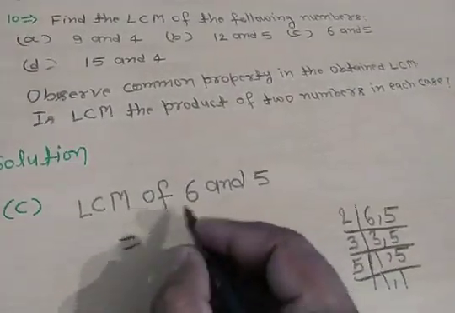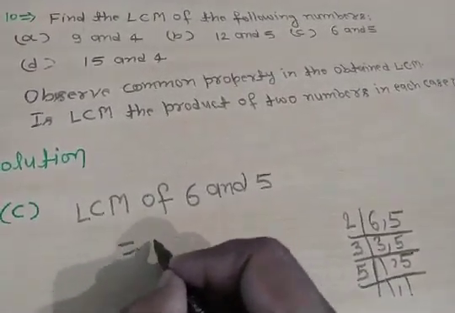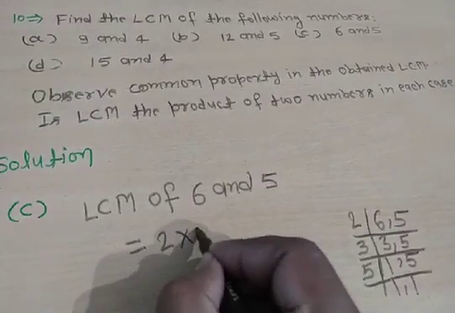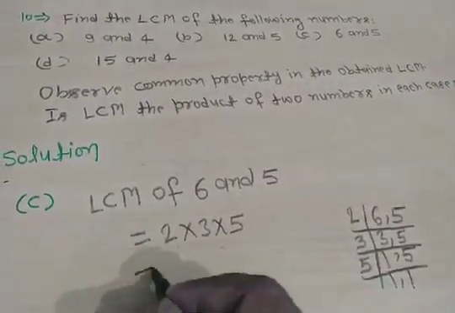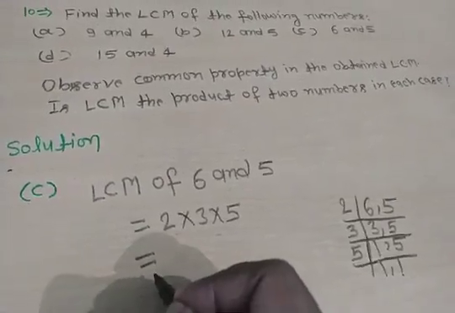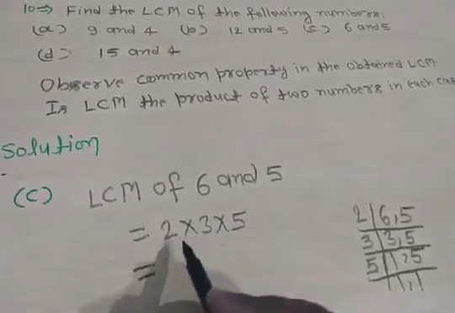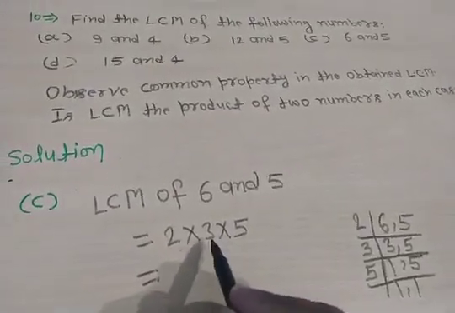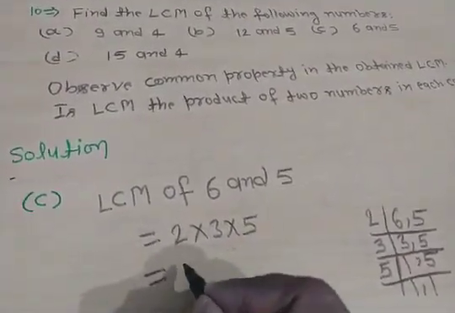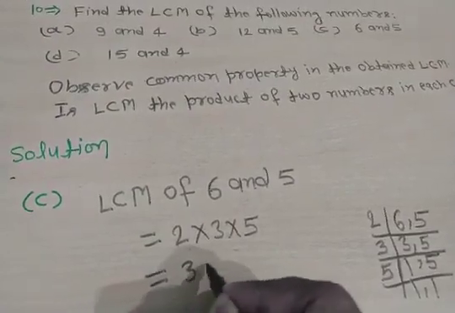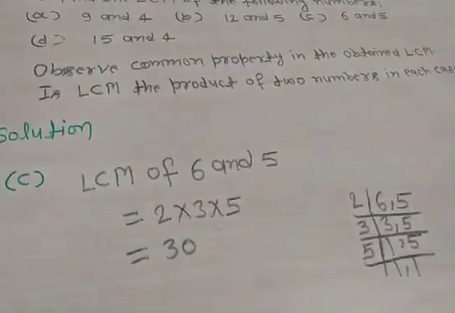So our LCM is 2 into 3 into 5. Okay, so you can see here 2 into 3 is 6, 6 into 5 is 30. So LCM of 6 and 5 is 30.